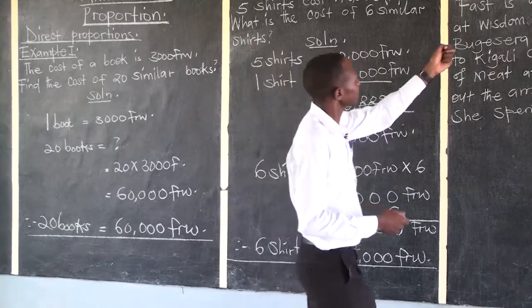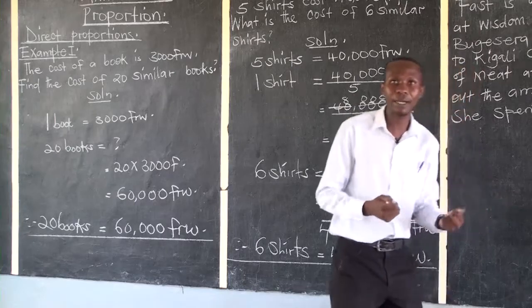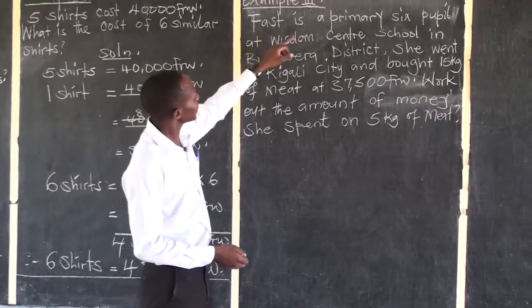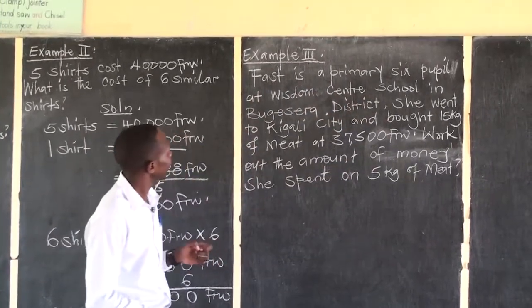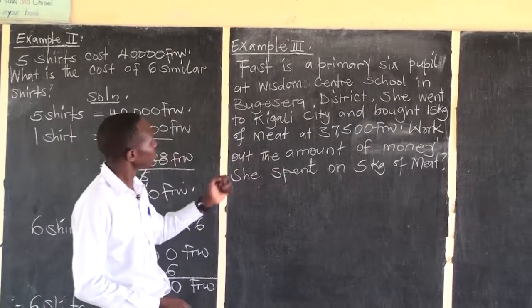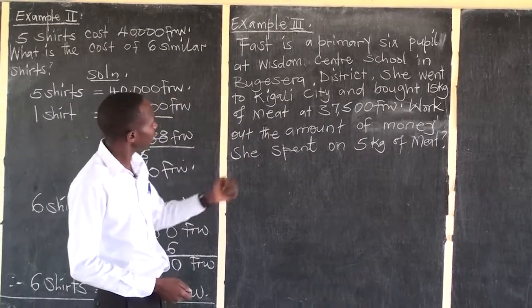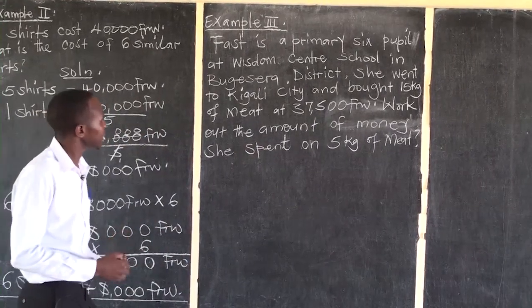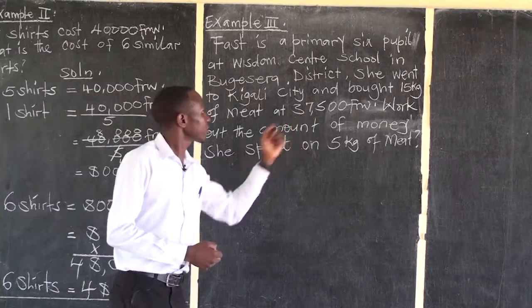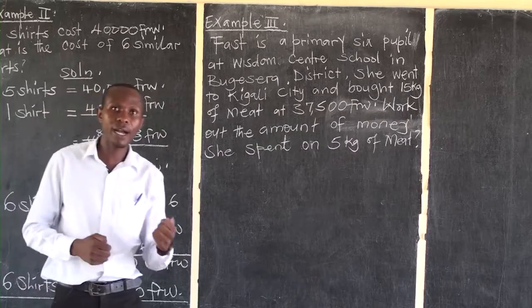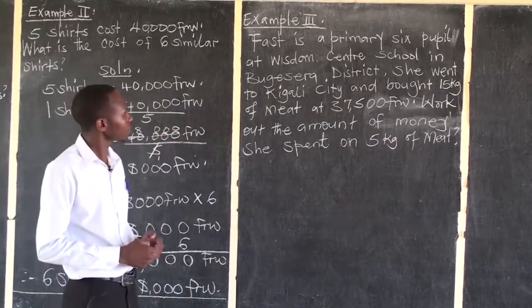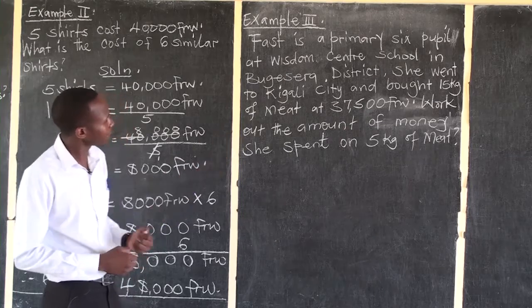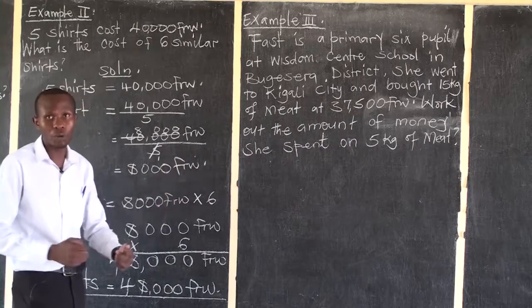However, let's switch to example number 3. What does example number 3 say? Example number 3 says: First is a primary 6 pupil at Wisdom Center School in Bugesera District. She went to Kigali City and bought 15 kilograms of meat at 37,500 francs. Work out the amount of money she spent on 5 kilograms.